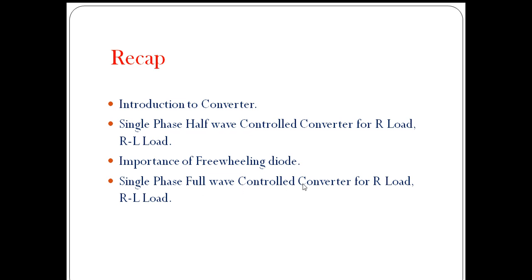In full wave controlled converters, we get two pulses for a given single phase AC supply. For one cycle, we get two pulses in the output. For half wave controlled converters, we get only one pulse for the complete cycle. In the full wave converter, for one cycle, we get two pulses. And we have seen the circuit operation for R load and RL load.